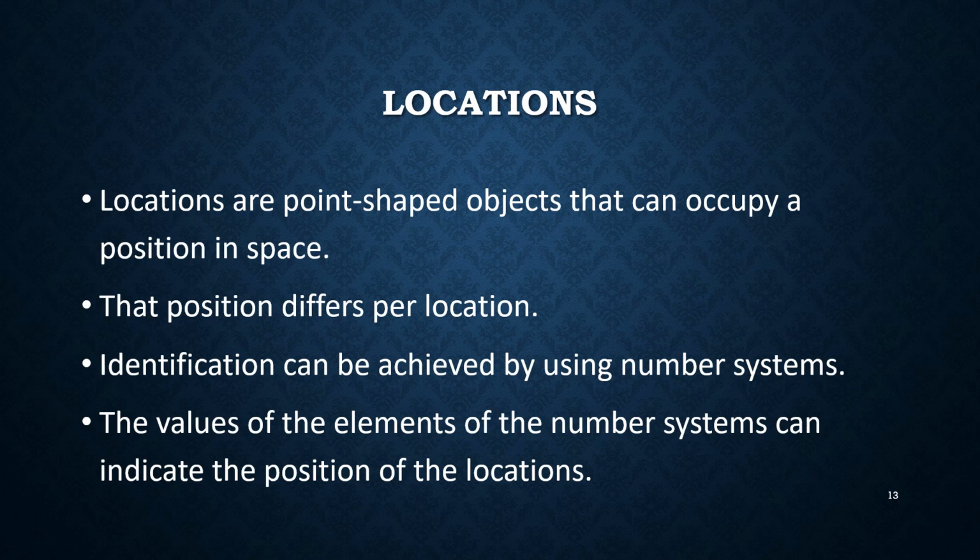Locations are point-shaped objects that can occupy a position in space. That position differs per location. Identification can be achieved by using number systems. The values of the elements of the number systems can indicate the position of the locations.